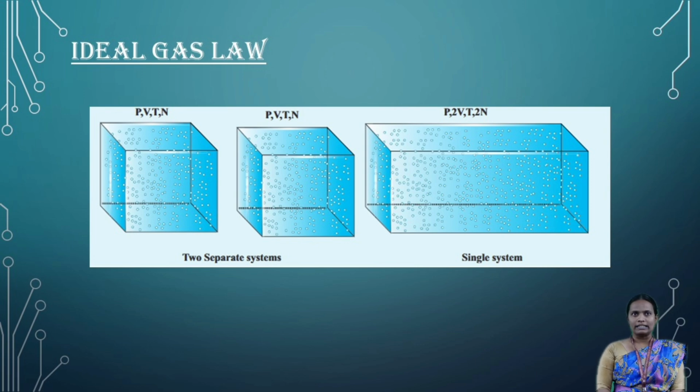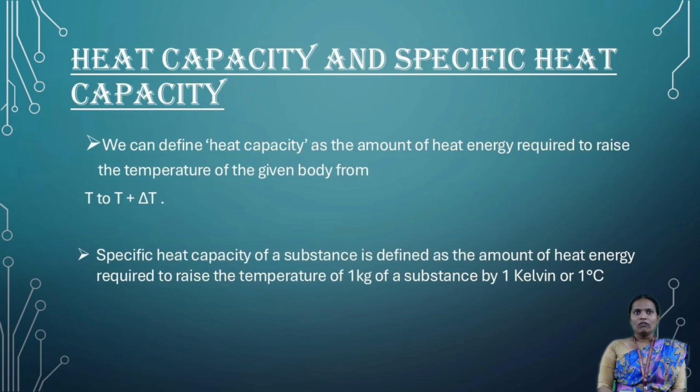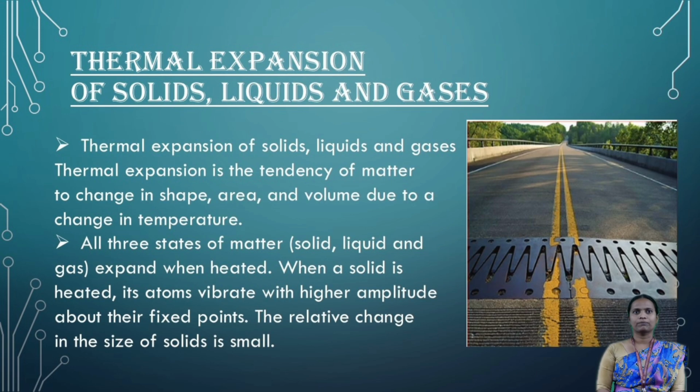So next one is heat capacity. We can define heat capacity as the amount of heat energy required to raise the temperature of the given body from T temperature to T plus delta T temperature. So, specific heat capacity of a substance is defined as the amount of heat energy required to raise the temperature of 1 kg of the substance by 1 Kelvin.